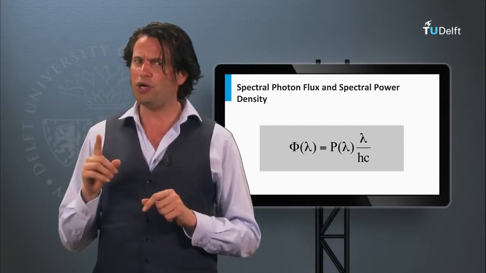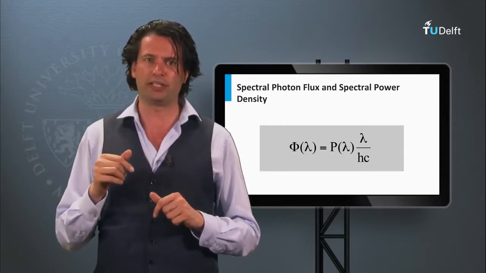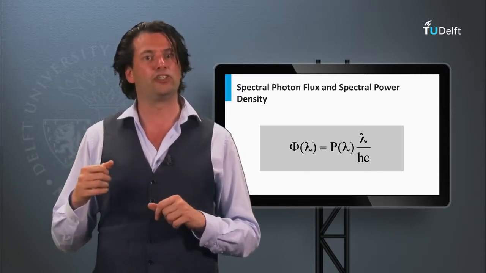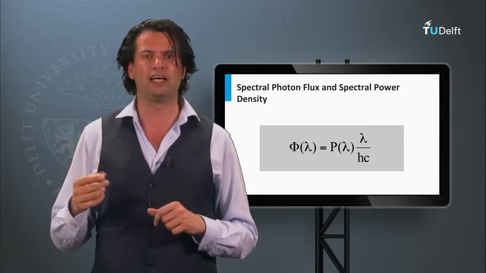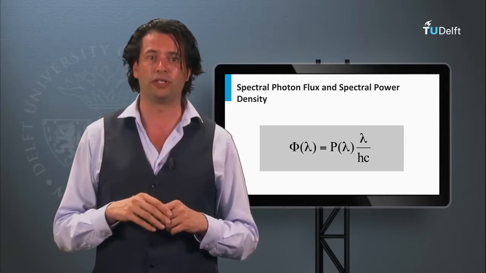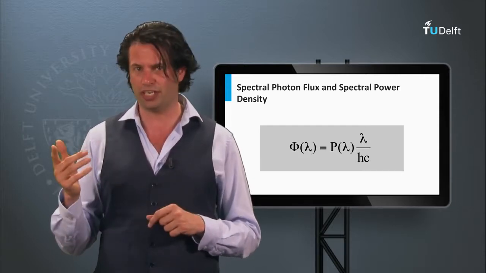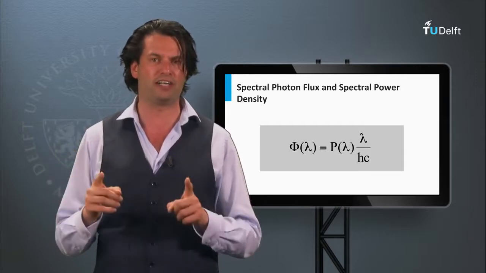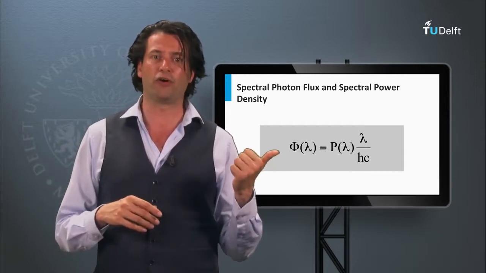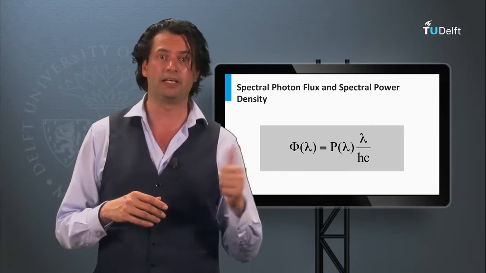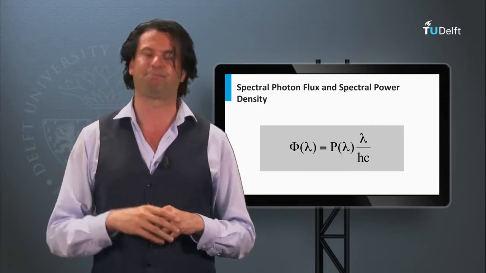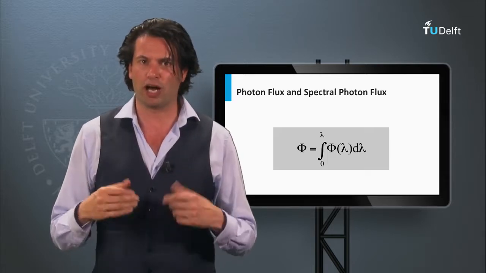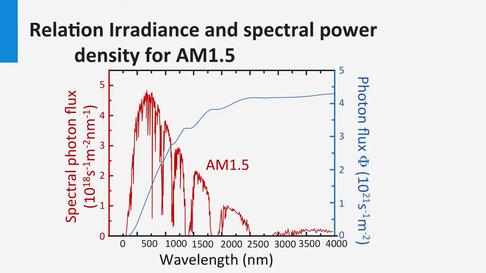For that, we only need the energy of a photon as shown in this equation. The spectral photon flux at wavelength lambda is the spectral power density at wavelength lambda divided by the energy of a photon with wavelength lambda. The photon energy is determined by the product of Planck's constant and the light velocity divided by the wavelength. This gives the following relation between P and phi. So if we integrate the spectral photon flux over lambda, we get the photon flux.